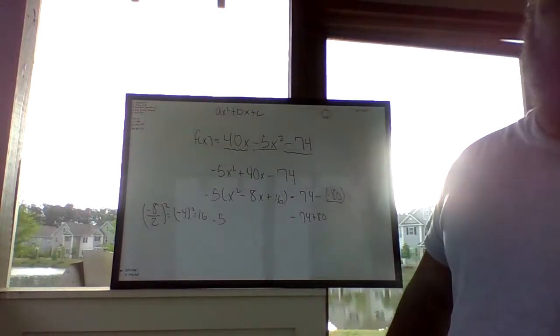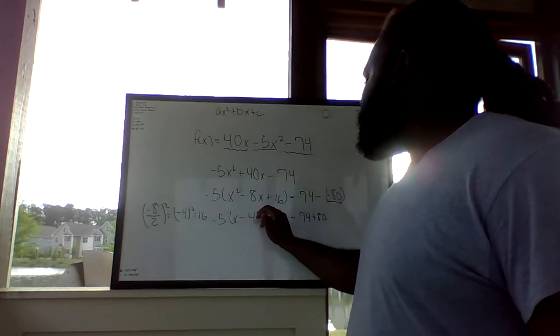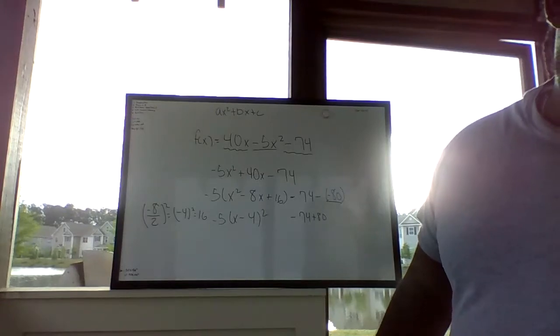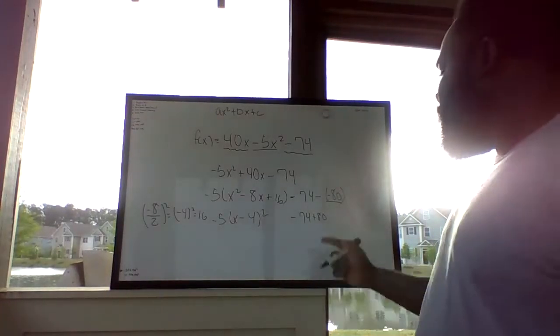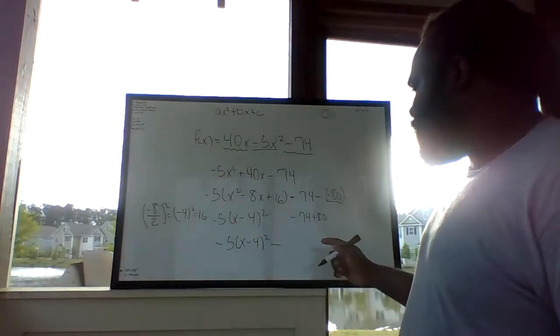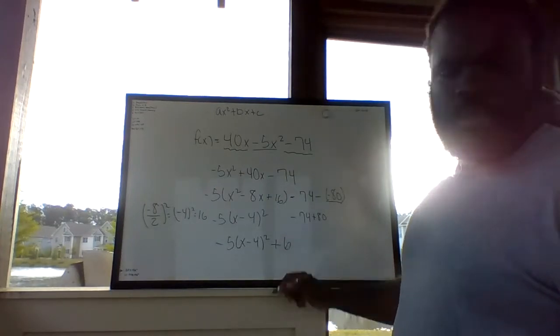We want to write our trinomial as a binomial now. That's going to give me x minus 4 squared. And then lastly, we want to go ahead and write this in vertex form. They give me negative 5 times x minus 4 squared. And then here we have 6 plus 6.